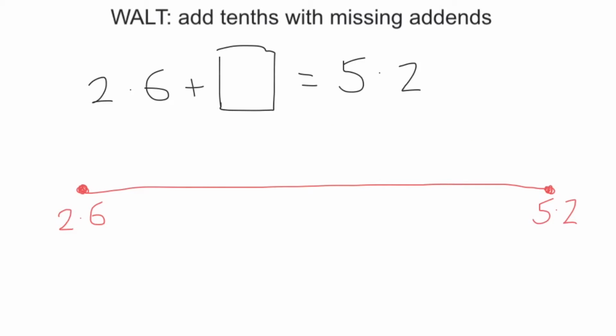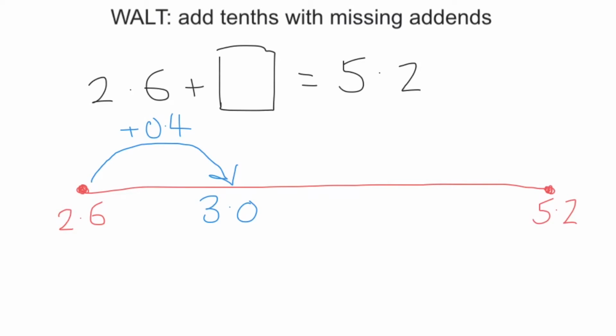So what do you think my first simple, tidy jump is going to be? What's the easiest number up from 2.6? Hopefully you can recognize that the easiest number will be 3.0. That's going to give us a real good starting point to get to 5.2. And to get to 3.0, we have added 0.4.